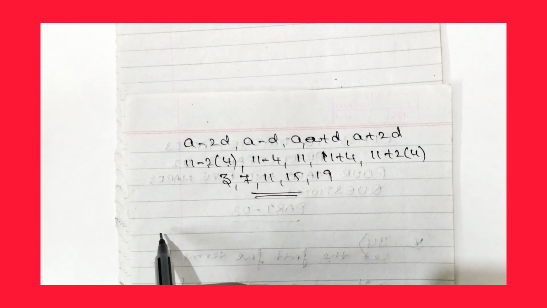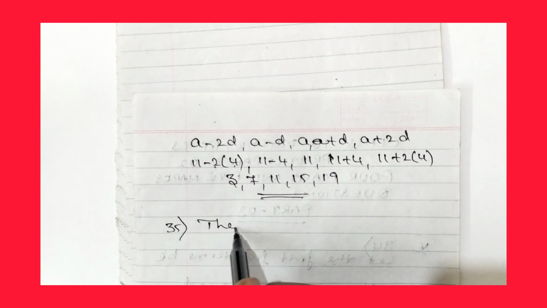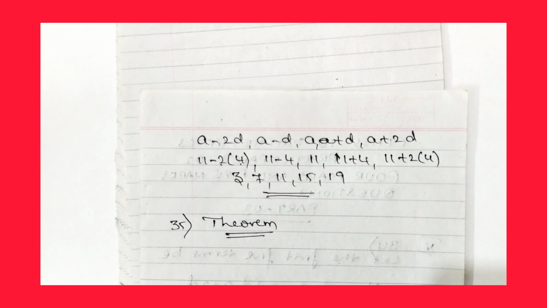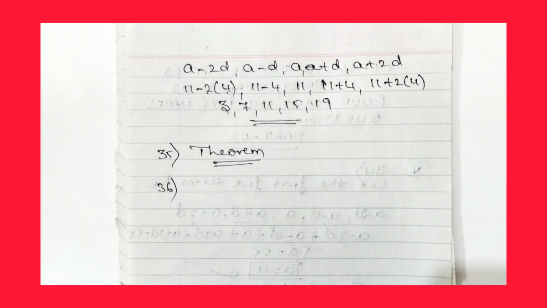So like this we have to solve question number 34. So 35, it is a theorem. We have to state and prove Pythagoras theorem. That is the 35th question. So let us see what is there in the 36th.